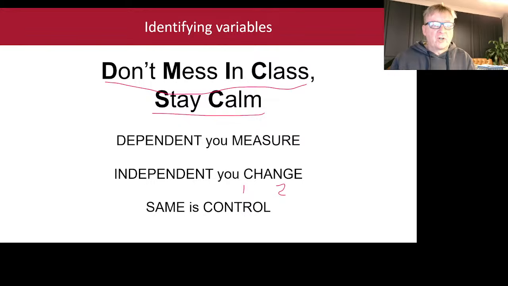Same is the control. And a great way of working out control variables is if you look through a method, look for a number. Often, whatever that number is, that's often a control variable. And I'll show you that again in a minute.